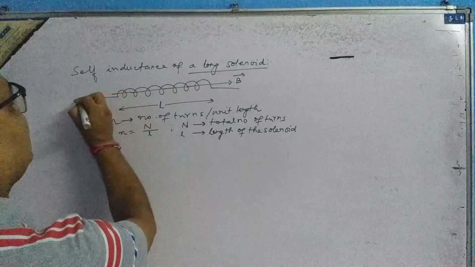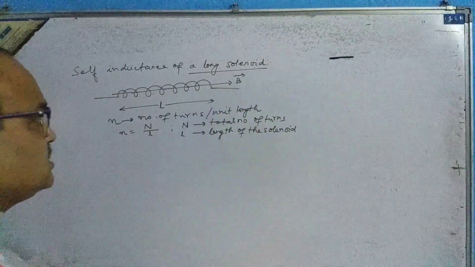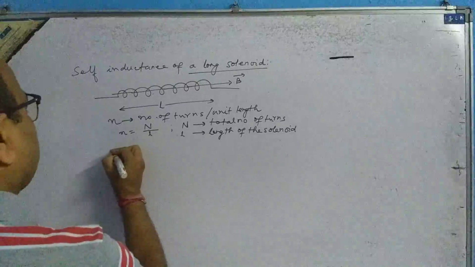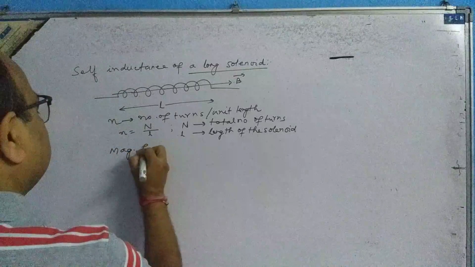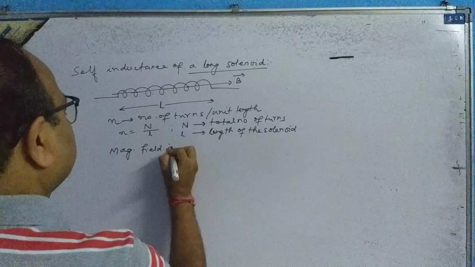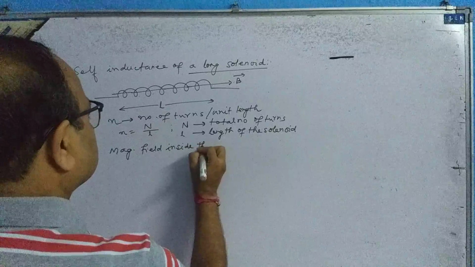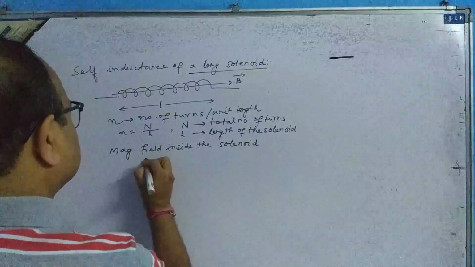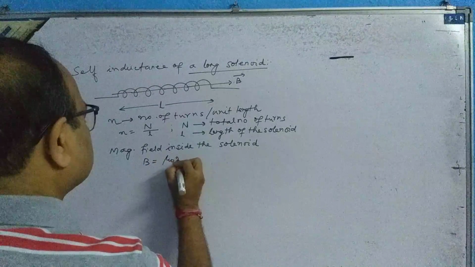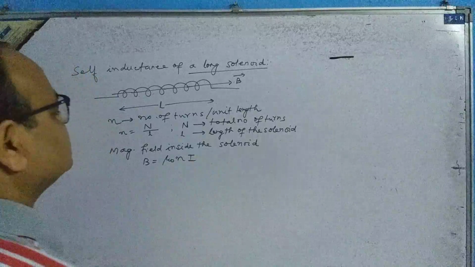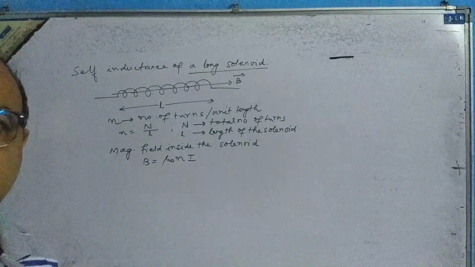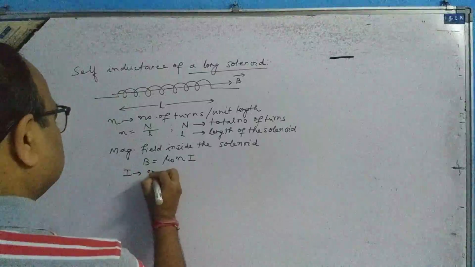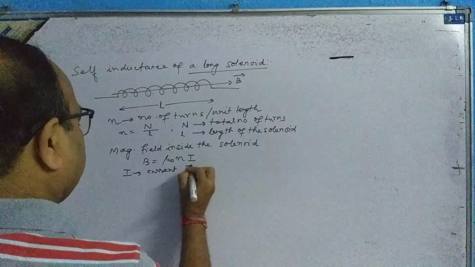Then, what is the magnetic field inside? The field will be like this. We have already discussed, we have already derived the relation. So, magnetic field inside the solenoid, see, it is B equal to mu naught n into I. Okay, I is the current flowing through the solenoid.